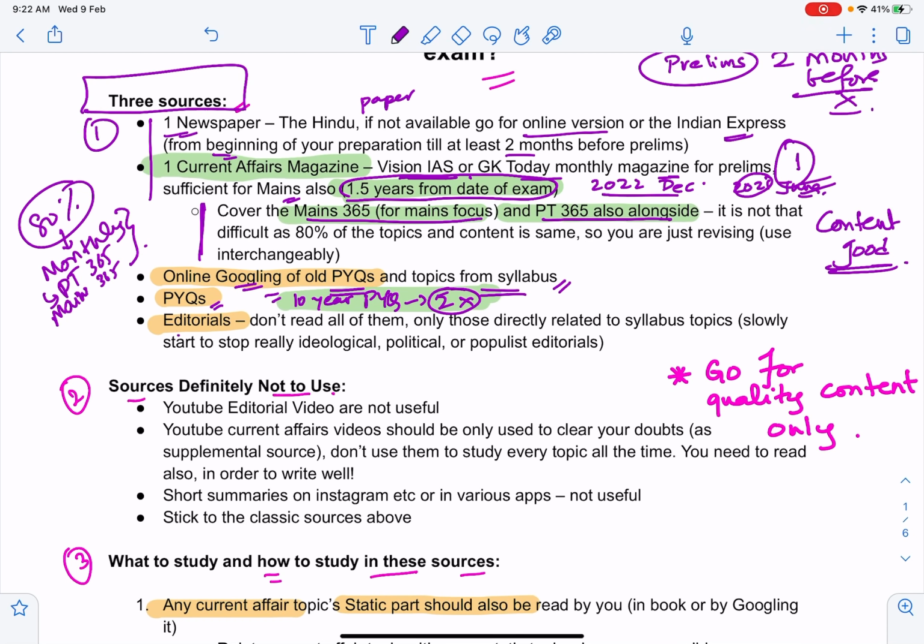Okay. Editorials. I don't think you need to read all the editorials. Editorials are mostly made for mains to increase your knowledge about various opinions of various experts in the field, but only focus on editorials which are directly related to the syllabus topics. And you can slowly start to stop reading. Sorry, here I meant reading.